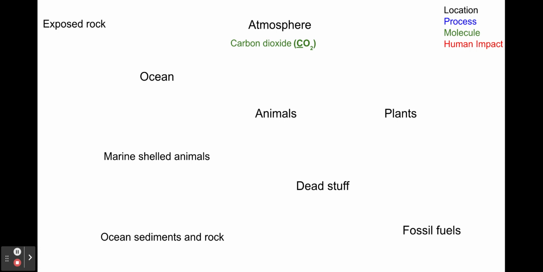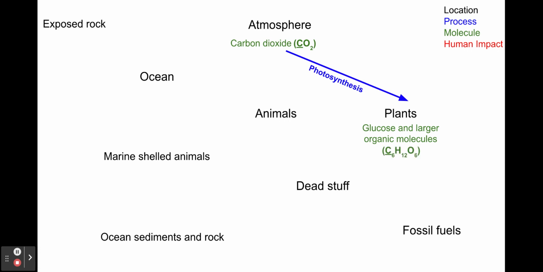How do those carbon atoms leave the atmosphere? Well, the carbon dioxide is absorbed by plants during the process of photosynthesis, and it's used to make glucose and other larger organic molecules that we might construct after we've made that glucose. Let's write the formula for glucose below this. You know what it is: C6H12O6. And again, I've underlined the carbon atom to make it stand out.